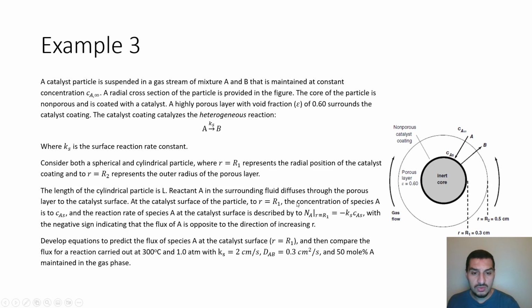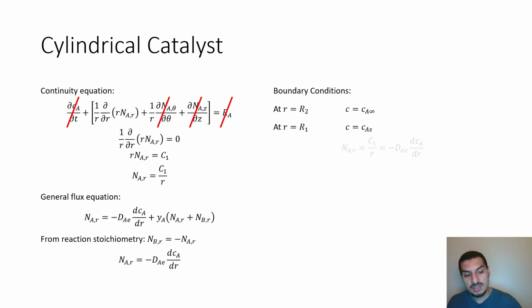The information that we were told here is that the concentration of species A is C_AS at R1, and that the flux equals this. So you might think that it makes more sense to use this as the flux and just to know that C equals C_AS at the surface, not to use this as a boundary condition. And this is totally a valid suggestion. I'm going to go first with the procedure of the solution in the textbook, and then in the next video I'll resolve the problem with the boundary condition of the flux equals negative K C_AS.